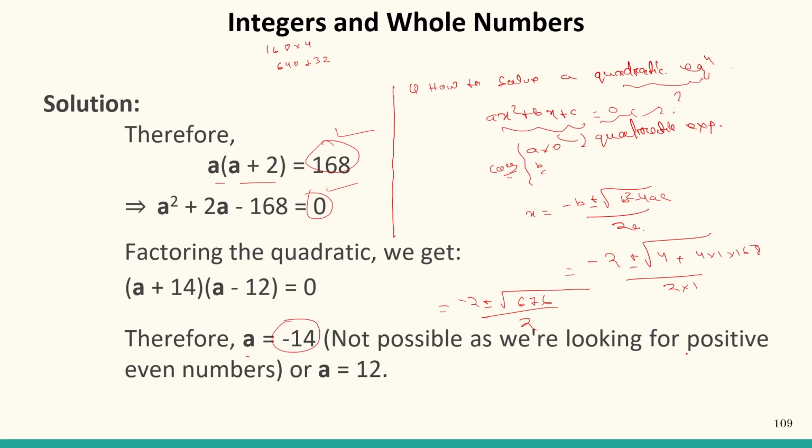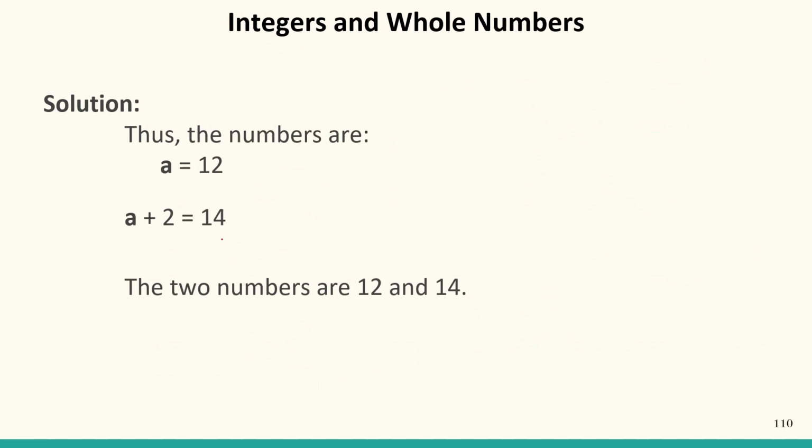Okay, because we are looking for positive even numbers, A is equal to 12 will be the correct answer. So A is equal to 12, and A plus 2 will be 14. The next consecutive even number is actually 14. So the two numbers are 12 and 14.